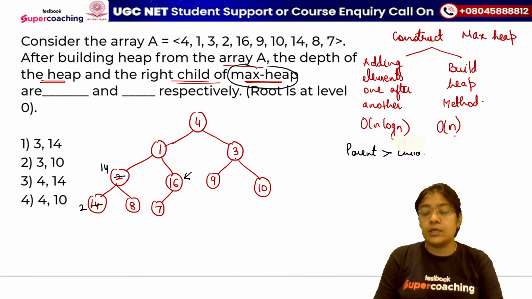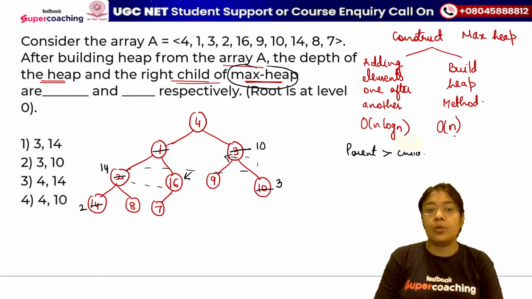Now move to the next internal node. So we are moving like this. Okay, is 3 greater than both of its children? No, so swap it with the greatest child, that is 10, and here we get 3. Go to the next node, 1. Is 1 greater than both of its children? No. So swap it with its greatest child. So here we'll get 1 and here we'll get 16.